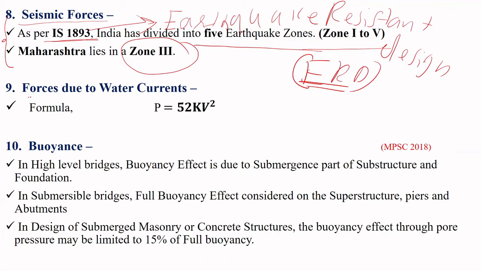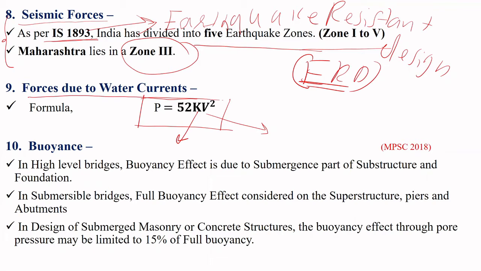Now next is the forces due to water current. In substructure design, additional forces occur due to water current. The formula for the force is P equal to 52 K V square, where K is a constant and V is, as usual, the velocity. So P equal to 52 K V square. Only that formula you have to remember. You don't have to go into the analytical approach.